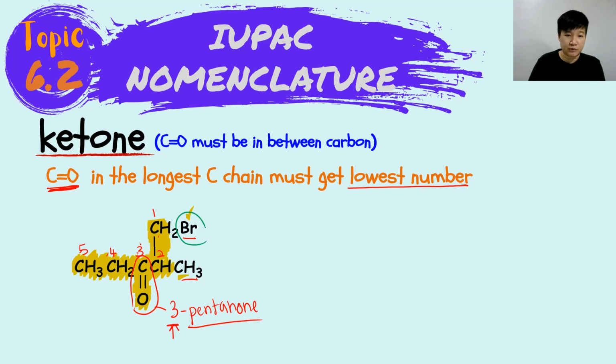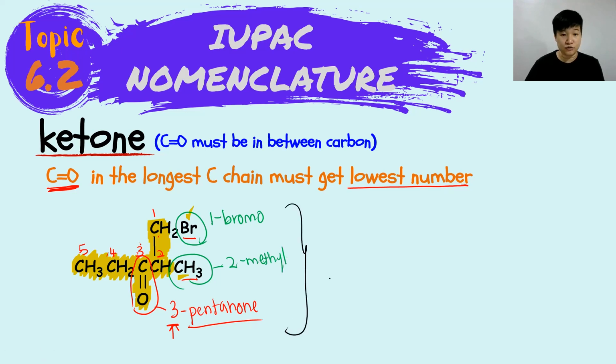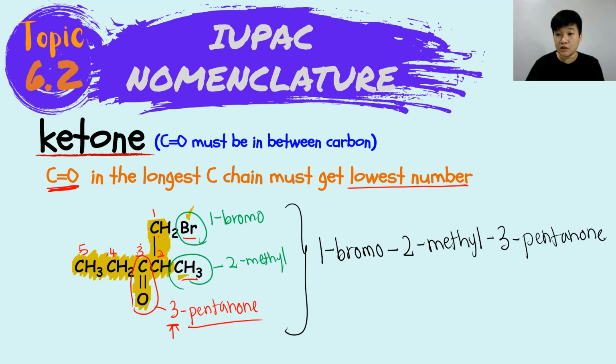We have 2 substituents. First is your 1-bromo. Second is your 2-methyl group. And the name of this ketone will be 1-bromo, alphabetically B comes first, followed by 2-methyl, followed by 3-pentanone. 5 carbon ketone with C double bond O at carbon number 3. Easy? So can you do the naming of ketone right now? It's very simple, okay? It's actually very similar to the IUPAC naming that we have been doing all this while.